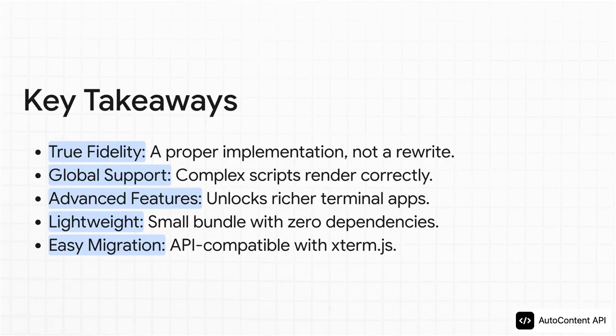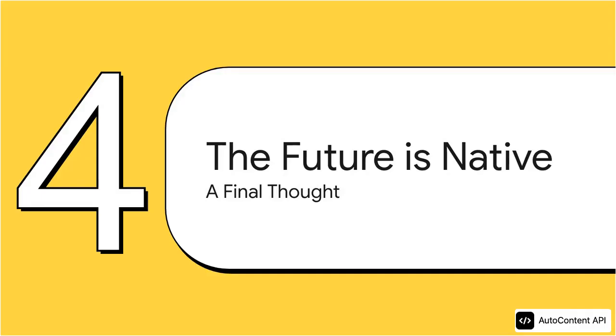it's designed to be API compatible with xterm.js, which could make switching over as simple as changing one line of code. This whole thing isn't just about swapping out one library for another. This shift, from re-implementing things in JavaScript to compiling native code with WebAssembly, this represents a really fundamental change in how we think about building powerful applications for the web.